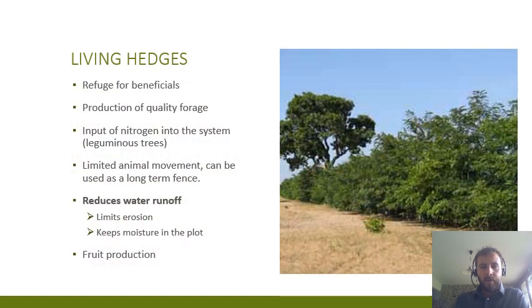You can plant hedges around your plots or around your farm. This will provide refuge for beneficials and increase the biodiversity on your farm. In addition to that, you can produce quality forage with the hedge. You can have an input of nitrogen if you plant leguminous trees, and you can limit the presence of animals that could enter your farm. It can also limit erosion and keep a humid microclimate on your farm. And you can plant fruit trees in these hedges that have some fruit.